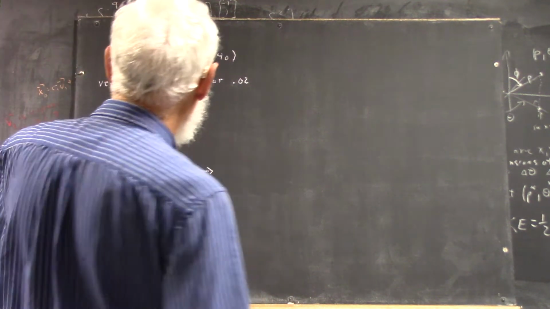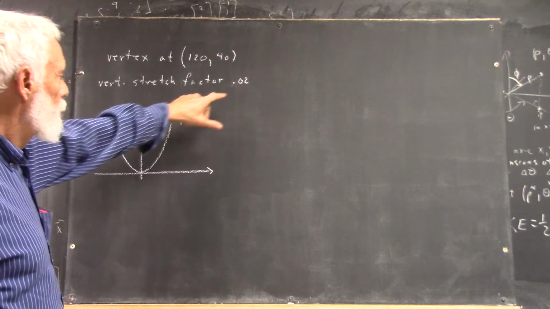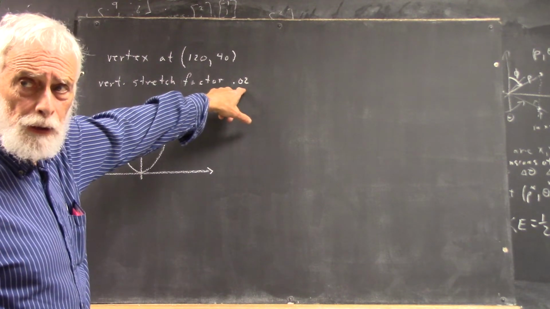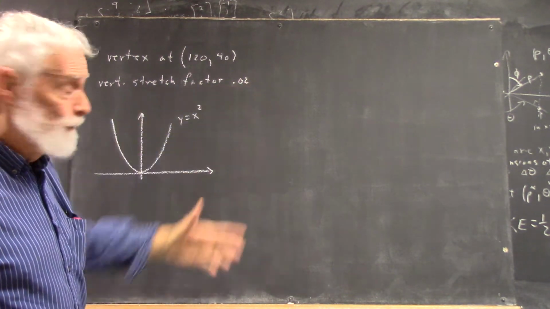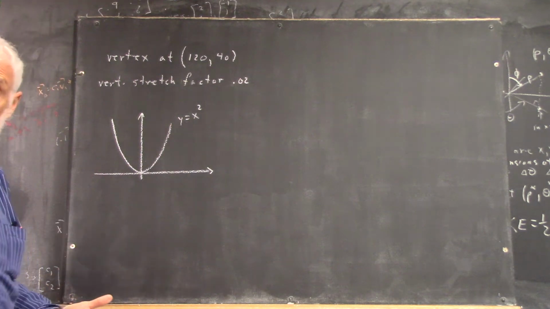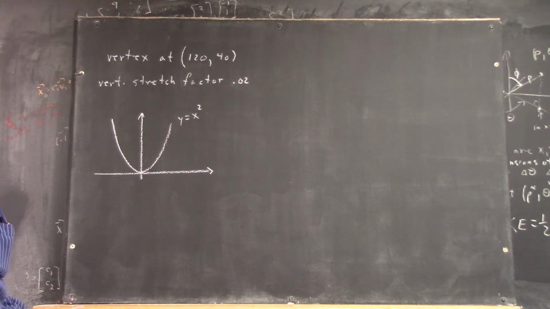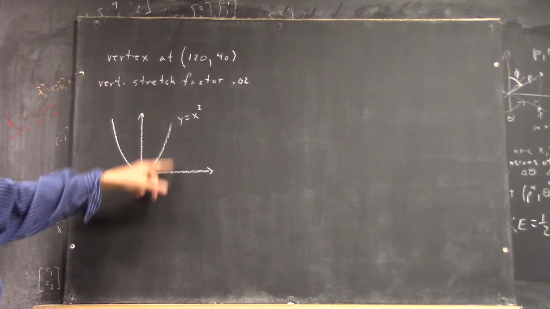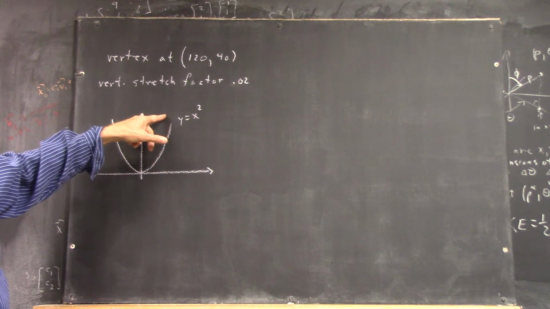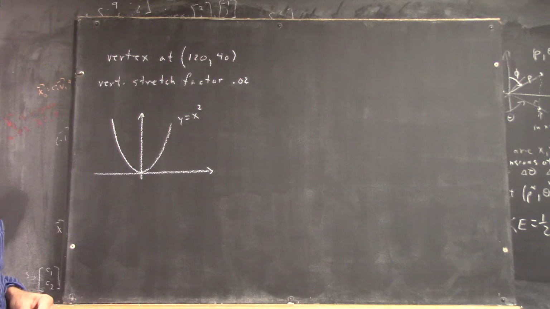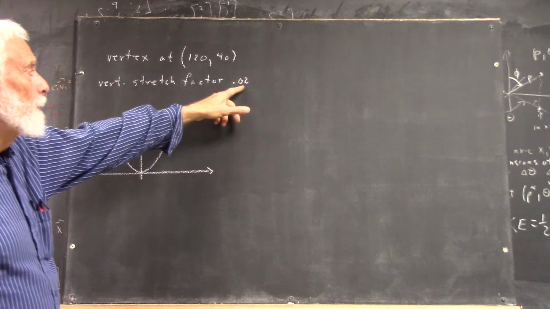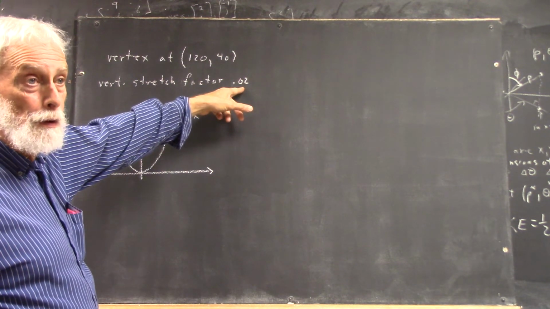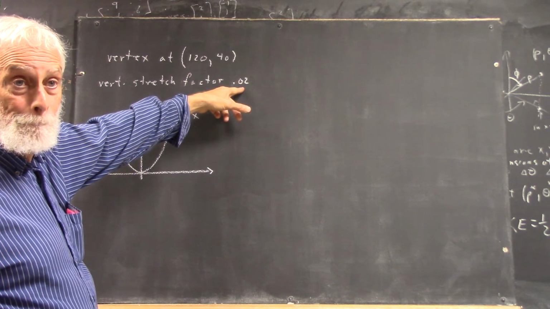Okay, now if this is your y equals x squared function, your vertical stretch factor 0.02 means what? What's the vertically stretched graph going to look like? Yeah, it's going to be 50 times closer to the x-axis than this one, right? Well, you move every point, you multiply every y-coordinate by 0.02, right? Okay?